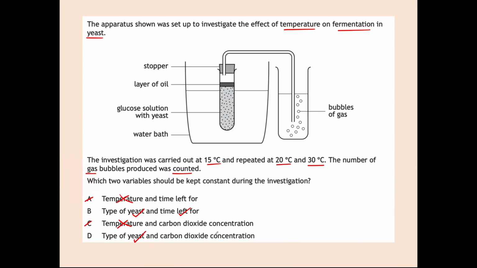Now, the carbon dioxide concentration is an interesting one, because that is something that is probably an important consideration, but it's very hard to keep that constant during the investigation, because what's going to happen is the yeast is going to be continually producing carbon dioxide throughout the experiment. So it's not something we're going to be able to keep constant as a result of that. Okay, so that's going to fluctuate, which means it can't be D, and your answer there has got to be B.